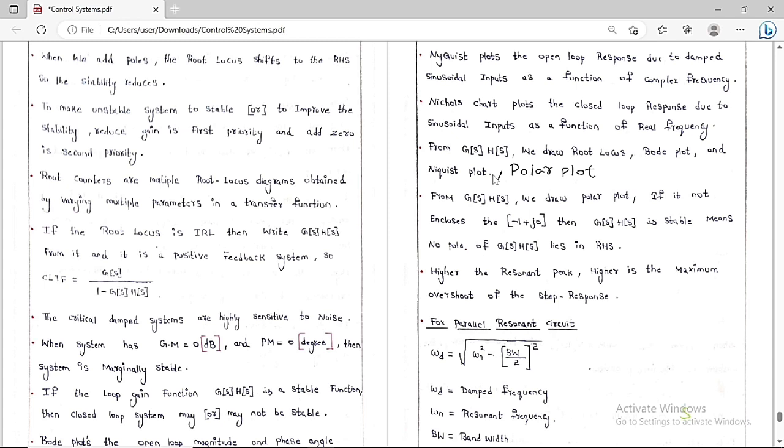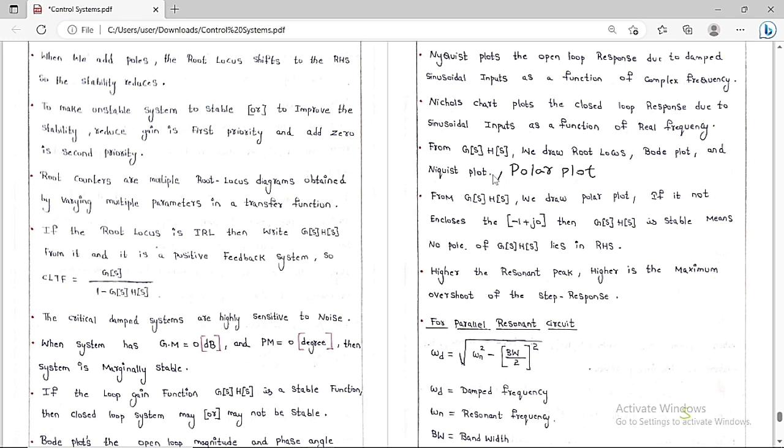It means that no pole of the open loop transfer function G(s)H(s) is going to lie in the right half of the S plane. I have already told you this point. From the open loop transfer function G(s)H(s), we are drawing the polar plot, and if this polar plot is not going to enclose the point minus 1 plus j0, then by default we can say that the open loop transfer function is stable, and it indicates that no pole of G(s)H(s) lies in the right half of the S plane. Whether it is an open loop system or a closed loop system, if the poles do not lie in the right half of the S plane, we can say it is stable. The same concept applies to both the open loop system and the closed loop system.